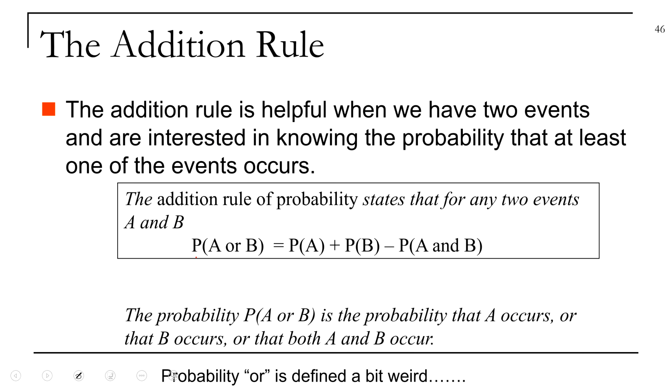Some additional rules we can do. We have the addition rule. This is the probability of A or B happening. The probability of A or B happening is the probability of A happening plus the probability of B happening. And you have to subtract off the probability of A and B happening at the same time.